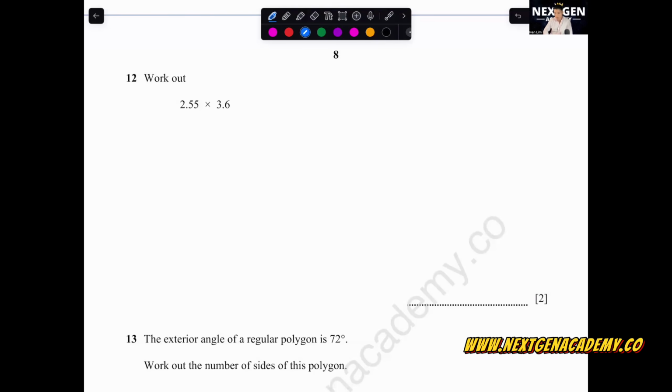Okay, work out 2.55 times 3.6. You all know how to calculate for decimals. You just need to calculate without a decimal first. So you take 255 times 36. What will be the value here? 30, 33, so 15. Then 5, 1, 6, 7. 0, 8, 1, 7, 8, 9.